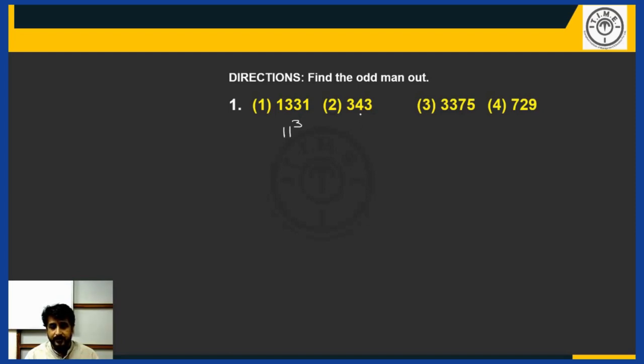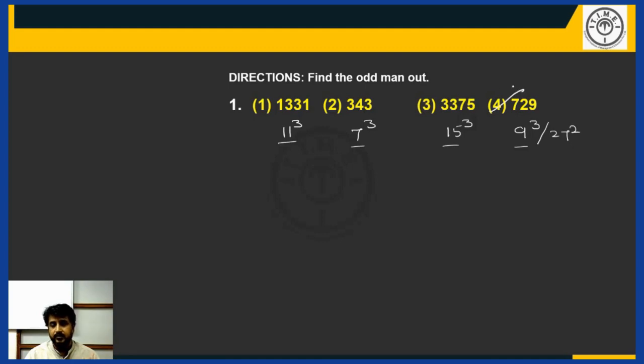343. Are you able to recognize this number? 343, 7 cube. 3375, 15 cube. 729, 9 cube. All are perfect cubes. 11 and 7 are prime numbers. 15 and 9 are composite numbers. Even though it is not the logic of prime numbers and composite numbers, those are perfect cubes. But 729 is 9 cube as well as 27 square. Remaining numbers we cannot write in the form of squares and cubes. But 729 is the only number which is a perfect cube as well as a perfect square.